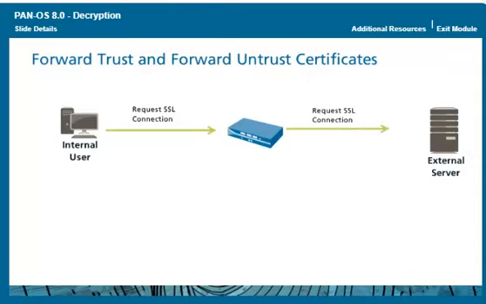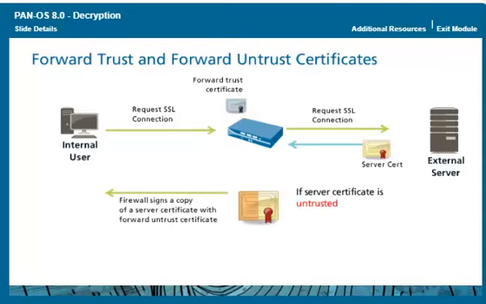The server certificate is sent to the firewall. If the server certificate is signed by a CA that the firewall trusts, then the firewall creates a copy of the server certificate signed by the firewall's forward trust certificate. If the server certificate is signed by a CA that the firewall does not trust, the firewall creates a copy of the server certificate and signs it with its forward untrust certificate. In either case, the firewall sends the signed certificate to the SSL client.